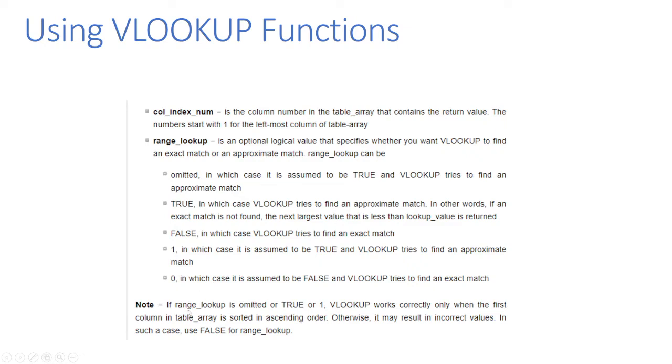So if range lookup is omitted or true or 1, VLOOKUP works correctly only when the first column in the table array is sorted. So remember that. If it is omitted, true or 1, then the first column should be sorted. Otherwise, it may result in incorrect values. In such a case, use false for range lookup.